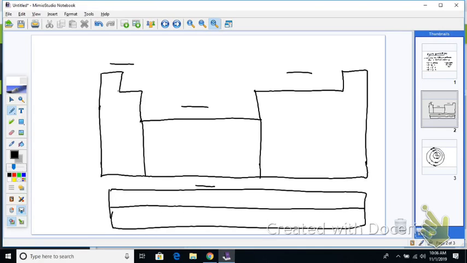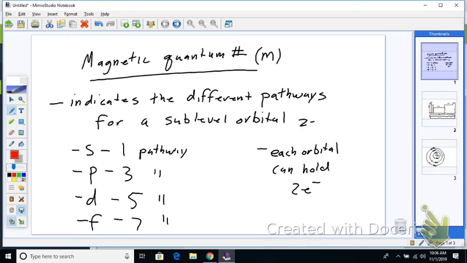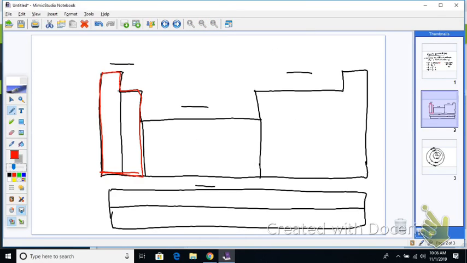So what do you guys think this first section here represents? What sublevel is represented by this here? S. Does that make sense? It's the S block, because there's 2. Okay? So why does it make sense that it's 2? Because if you look at this pathway, you only have 1 type of orbital. How many electrons can we hold here? 2 electrons, right? It has one orbital, one pathway, and it can hold 2 electrons. Makes sense? Okay?